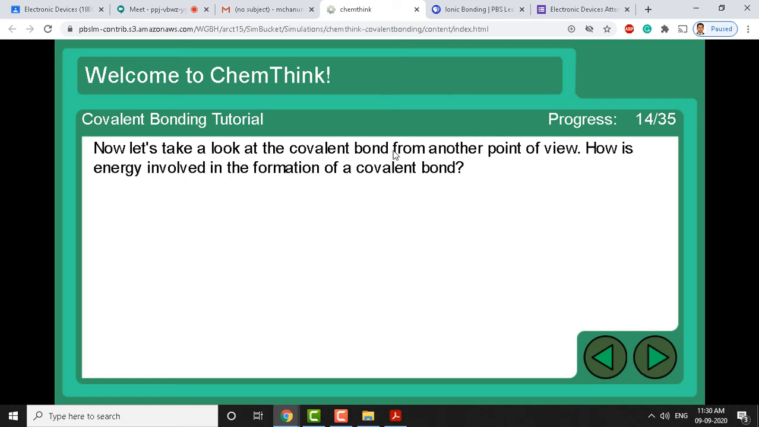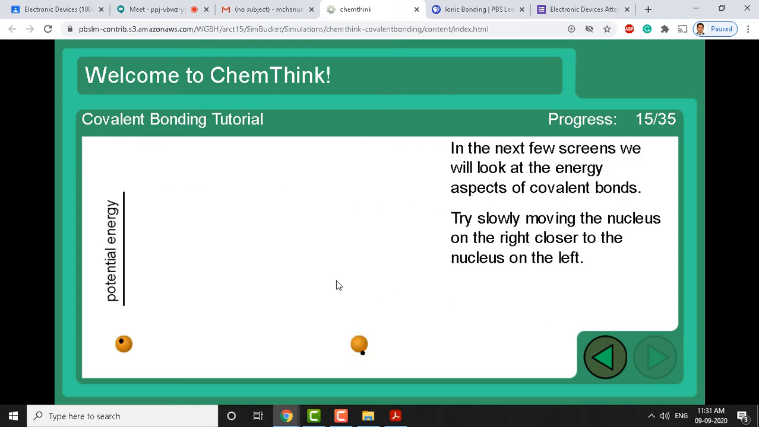Now let us take a look at the covalent bond from another point of view. How is energy involved in the formation of the covalent bond? This example will illustrate it: the y-axis is going to be the potential energy, and you are seeing two atoms which are far away from each other. So we will look at the energy aspects of covalent bonds now. Let us move the nucleus on the right side slowly closer to the nucleus on the left side. What I will try to do in this example is move this particular nucleus toward the atom on the left side, and observe what is going to happen here.